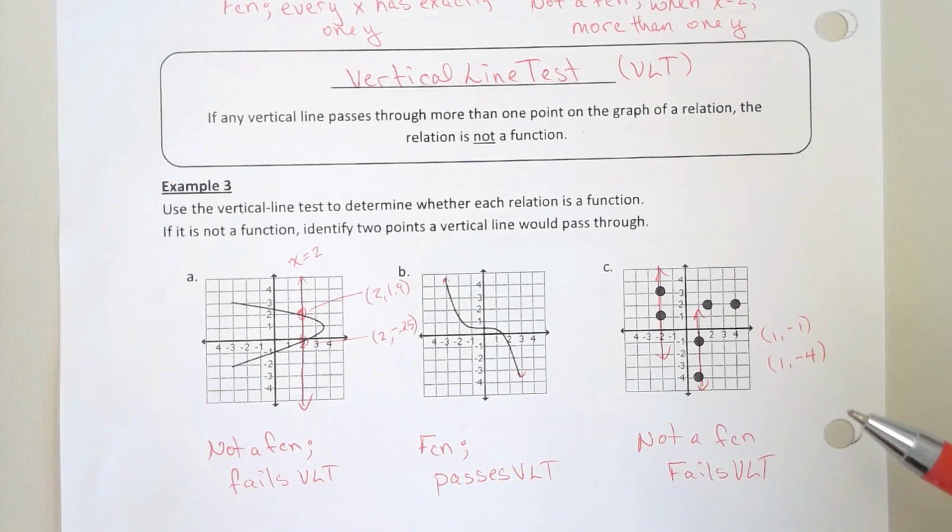Now, we're going to do a little bit more with domain and range of graphs. We are also going to talk about the vertical line test later in the year when we do inverses, where we flip the graph and we flip the test to use a horizontal line test.